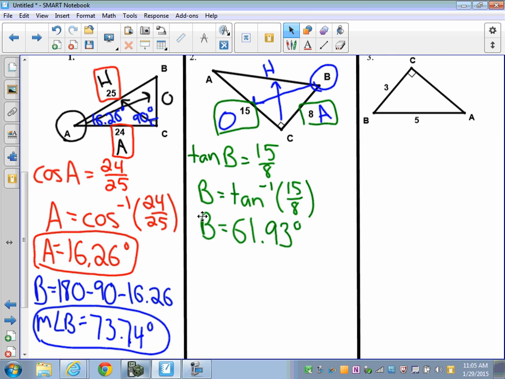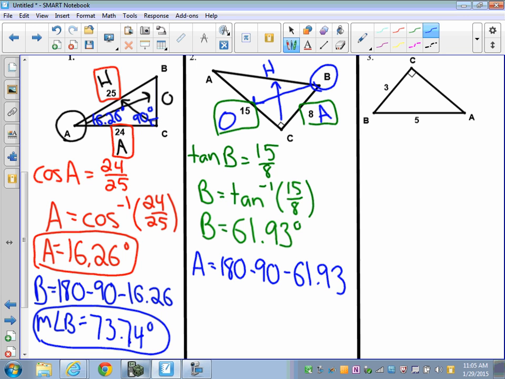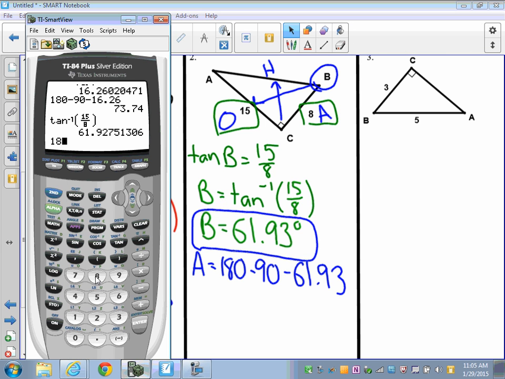The last thing I need to do is find C. Or sorry, I have C. C is 90. I need to find A. So A is equal to 180 minus 90 minus 61.93. So to figure out A, 180 minus 90 minus 61.93. I get 28.07.